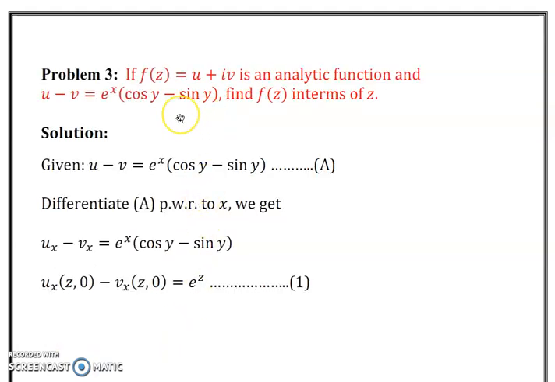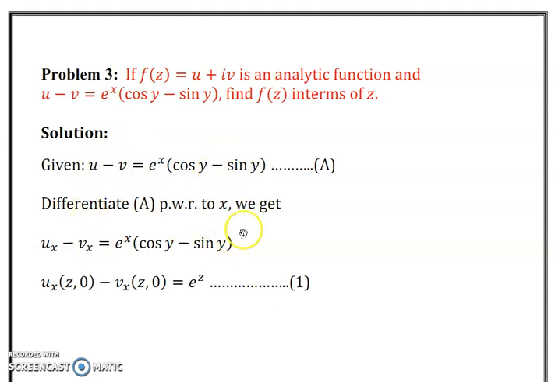Next, we move on to problem 3. If f of z equal to u plus iv is analytic, then they give u minus v equal to e power x (cos y minus sin y). Then find f of z. Here given u minus v is this one.